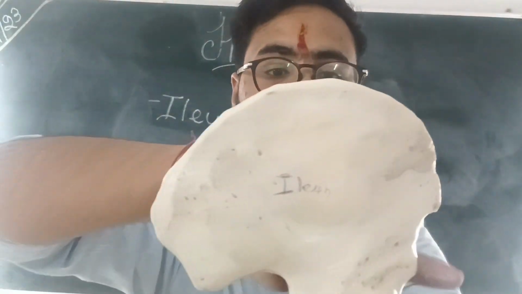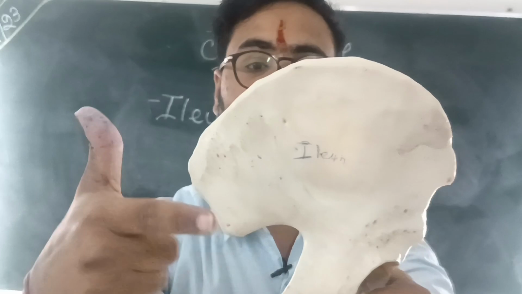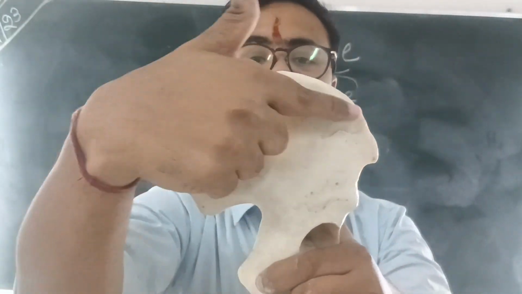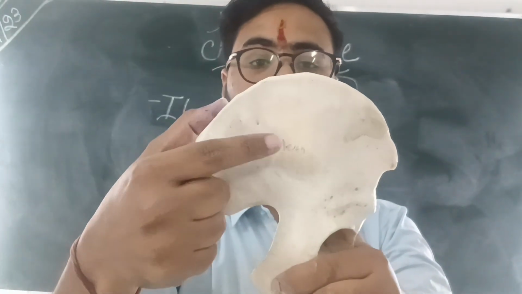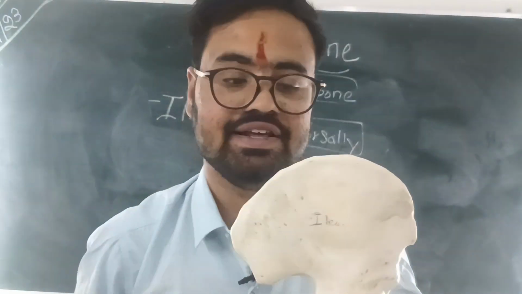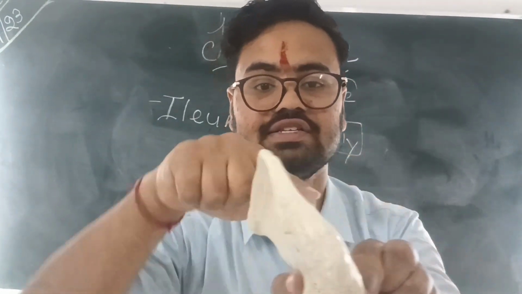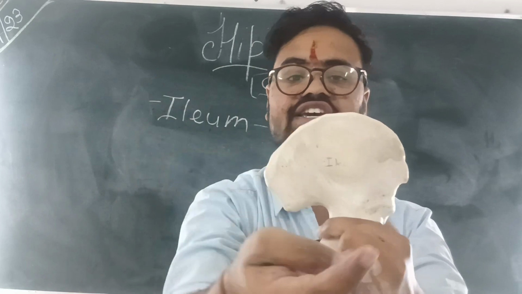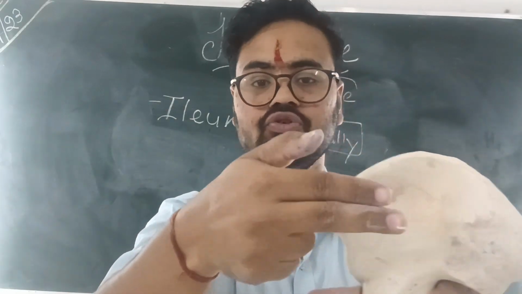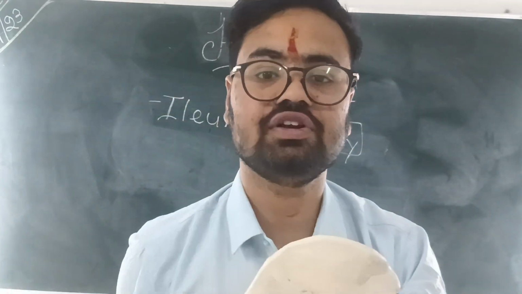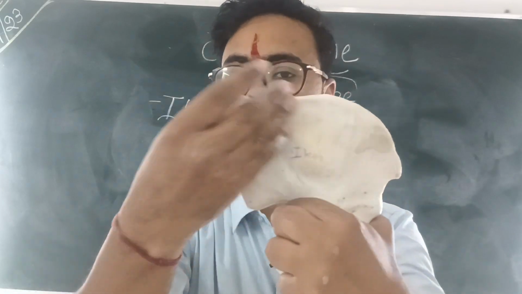This bone is the ilium. Which bone is this? Ilium. This bone is the ilium. So basically this lies dorsally, पीछे की तरफ जो bone है. This is the ventral portion and this one is the dorsal portion. So this bone is the ilium.